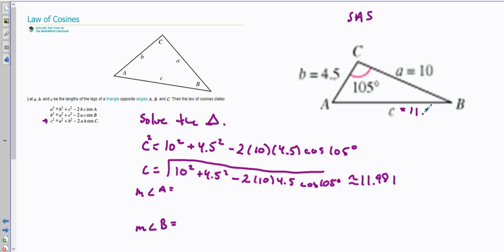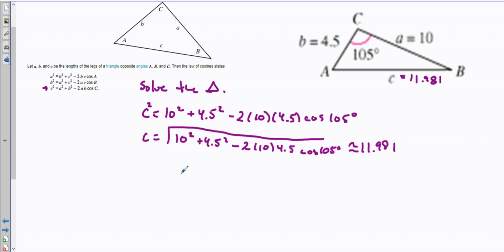That seems reasonable because if you do a little bit of checking, we say that 105 is an obtuse angle. This should be the largest side, and that appears to be reasonable. Okay, from here, I'm just going to move these down a little bit. So from here, we are now going to find the remaining sides and angles to solve this oblique triangle.